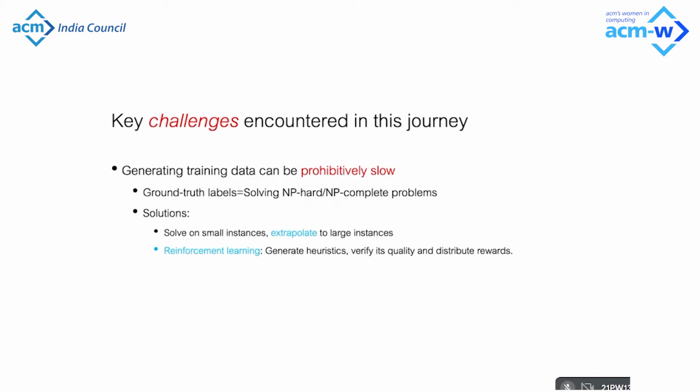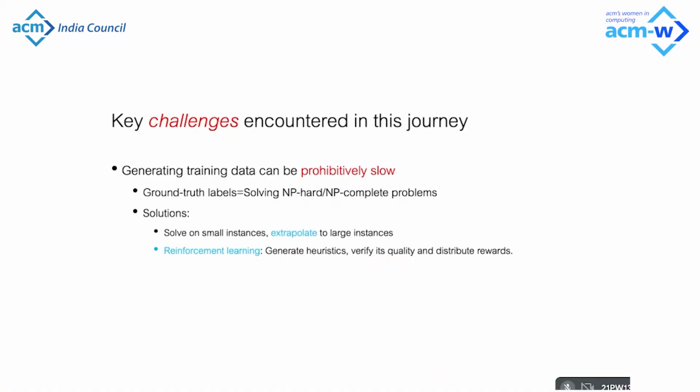So what are the solutions? One halfway solution I would say is that you can solve the ground truth data on very small instances and then try to extrapolate it to very large instances, right? So that is one option. Or you come up with self-supervised approaches or reinforcement learning based approaches where you don't need any ground truth data. You just evaluate the solution and see how good the solution is and try to improve upon it, right?